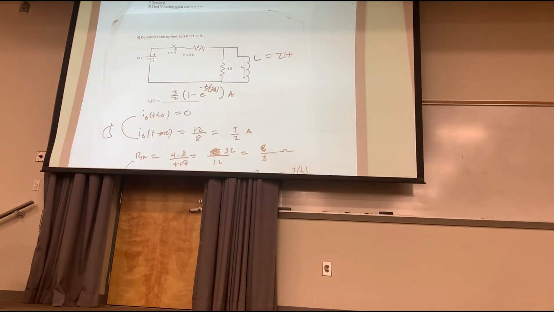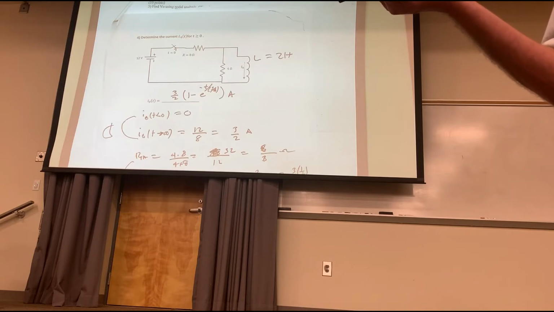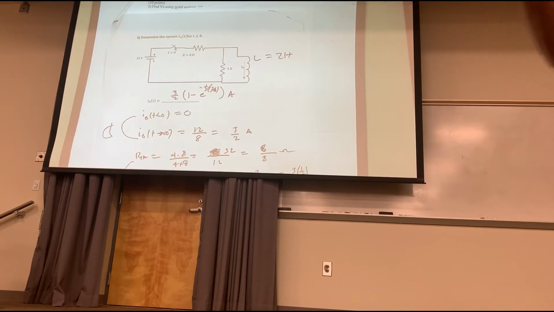Now, after the switch closes, we have to find the current through the inductor as t goes to infinity. This is an important concept. At infinity, what does the inductor look like? A short circuit, right? A wire, because there's nothing time varying. So you replace that inductor with a short circuit. You'll notice that all the current goes through the inductor, not the 4 ohm. Now how much current? It's just 12 over 8, 3/2 of an amp.